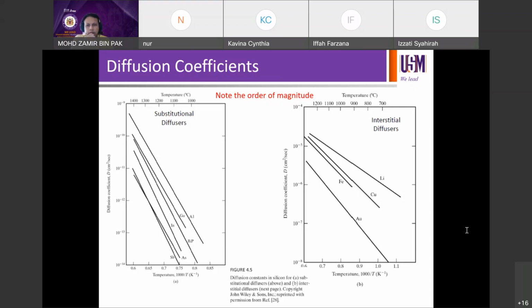If you look at the diffusers on the left, they are the intended impurities. They are dopants that you want to incorporate into silicon, which is fine. On the other hand, the interstitial diffusers could be the unwanted impurities in the lattice, like copper, for example, a lifetime killer, or gold, or iron, which are deep level defects. But they diffuse faster. So the higher diffusion coefficient means the diffusers diffuse faster into the lattice.